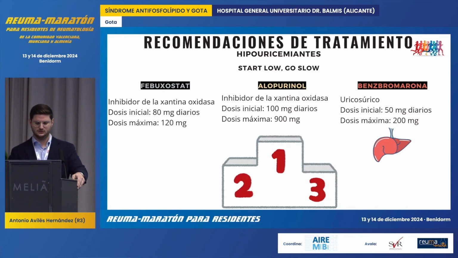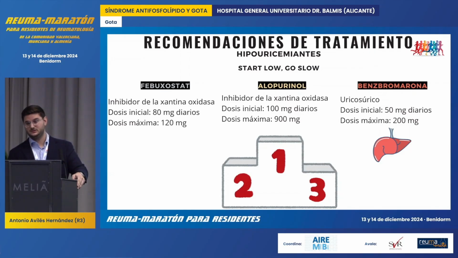Then, to mention other drugs now used only marginally, we have, for example, benzbromarone, which is a uricosuric agent. The recommended starting dose is 50 milligrams and the maximum dose is 200 milligrams. It has a hepatotoxic effect here, which we will discuss later. Among other drugs not shown on the slide but also used, one to highlight is probenecid.